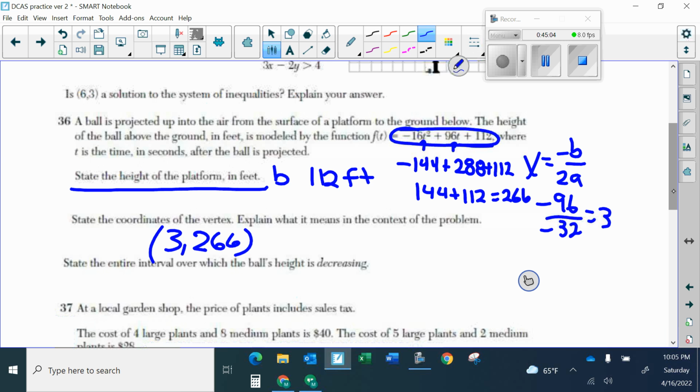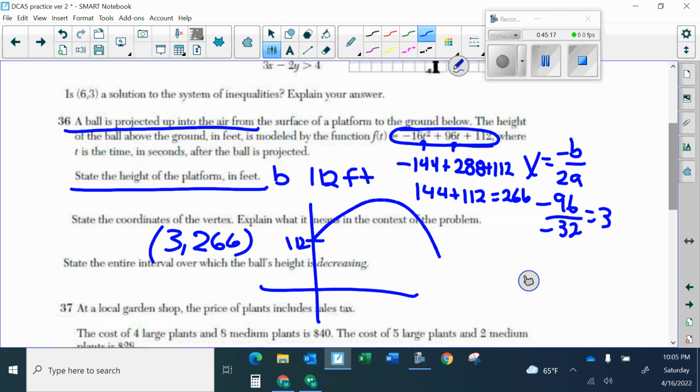Okay, explain what it means in the context of the problem. The maximum height of this projected ball that's shot into the air. Okay, it starts at 112 feet right there. It's shot into the air like this and comes down at 3 seconds. The maximum height is going to be 256 feet.